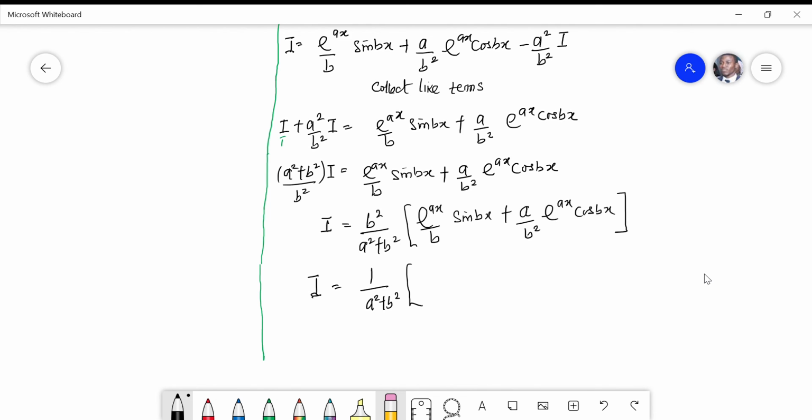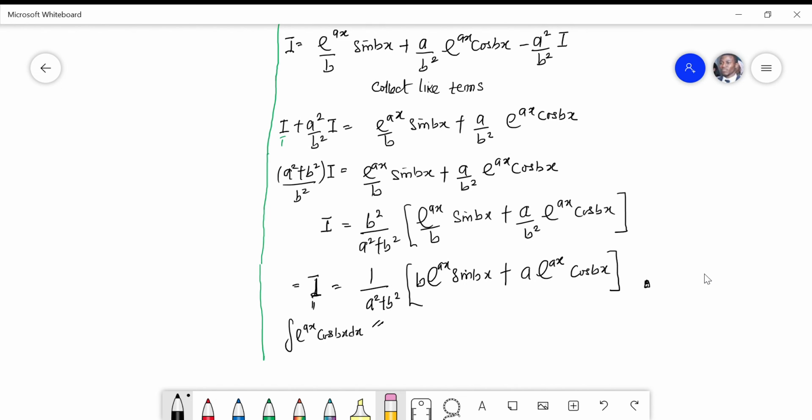And this is going to be b e to the power of ax sine bx plus a e to the power of ax cos bx. Yeah, and that's it. So if you remember our I, which is this, it's the same thing. So we've gotten our answer, and that's the integration.